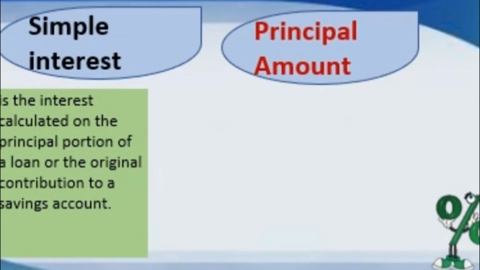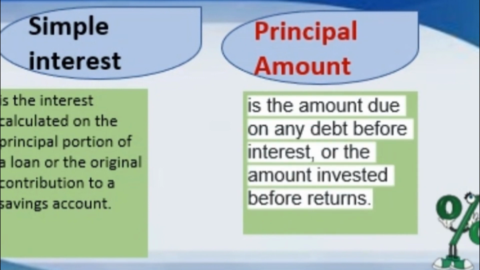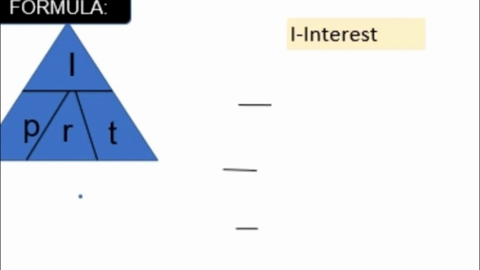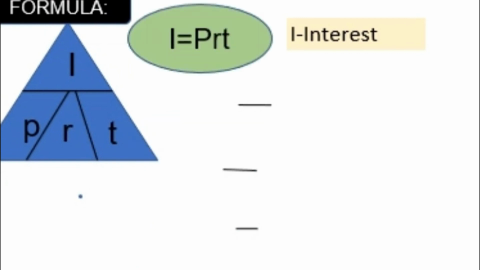And then the last one, we have principal amount. Is the amount due on any debt before interest or the amount invested before returns. Or this principal amount is the original money. So the formula of simple interest, okay, ito yung pyramid formula, interest over principal times rate times time. So if yung interest po yung unknown, if we are looking for interest, the formula is I equals P times R times T.